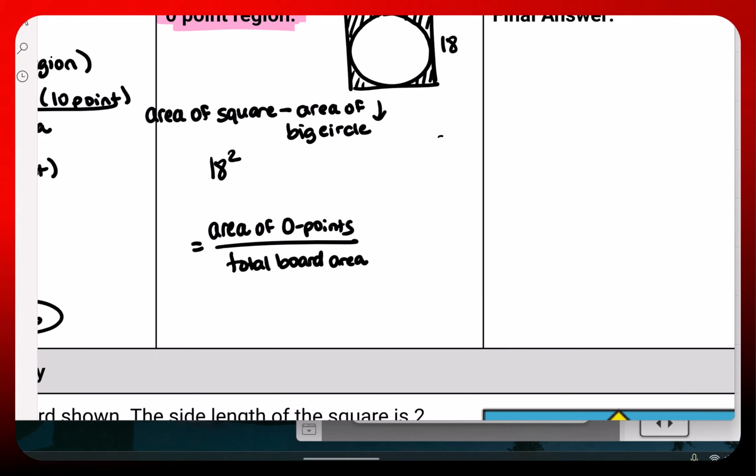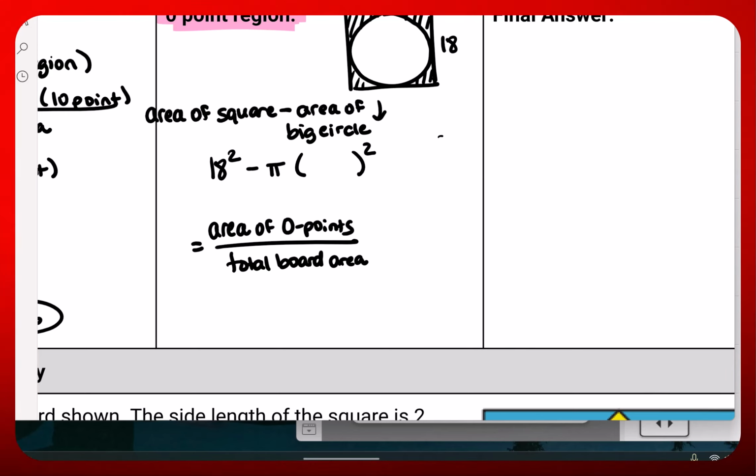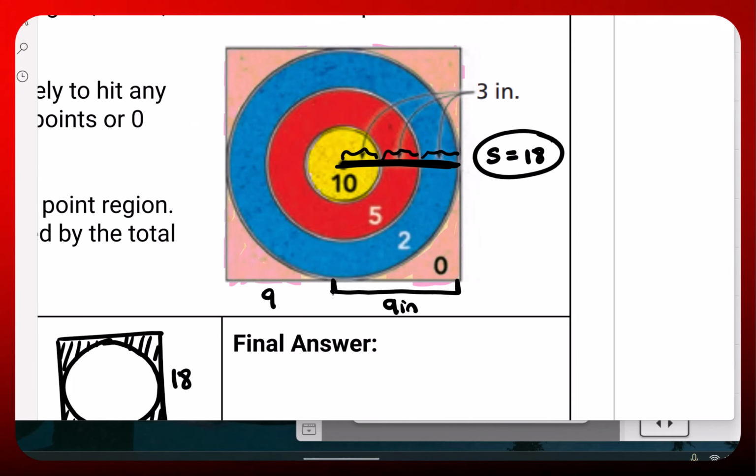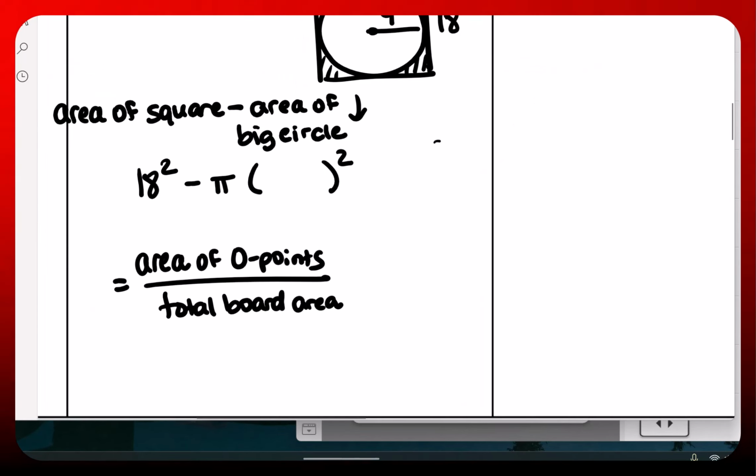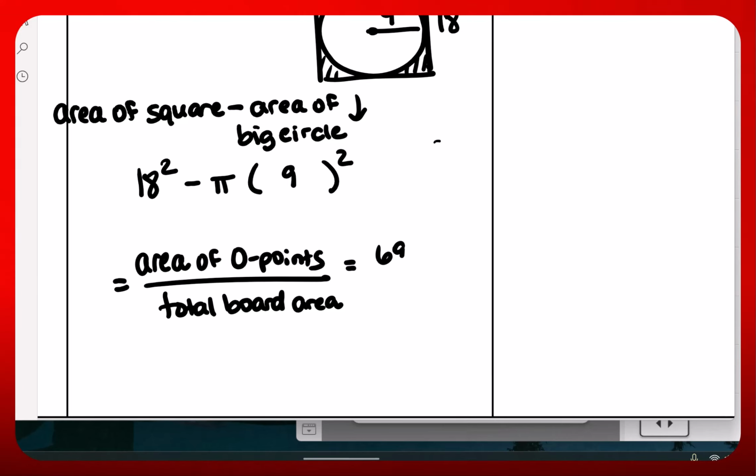So what is the area of the big circle? That's going to be minus pi r, I'm going to leave that blank, squared. What's the radius of the big circle? I'm going to pause it. I want you to look at it. So what's the radius of the big circle? It's going to be 9 inches because it's center out. You can even draw that in right there. That's 9. So I'm going to do 9 squared. We're going to type that in our calculator. So we do 18 squared minus pi times 9 squared. And that's going to give me about 69.531. Round it to 3 places.